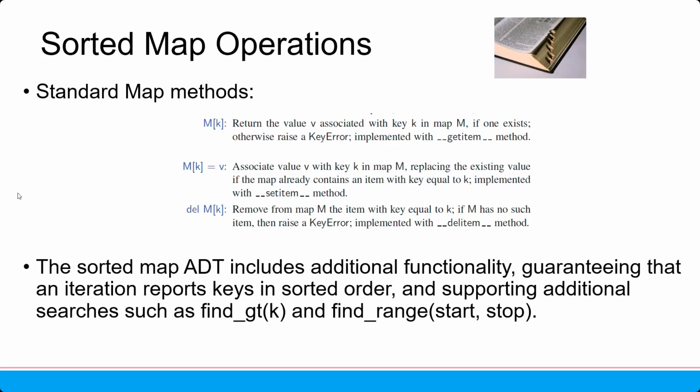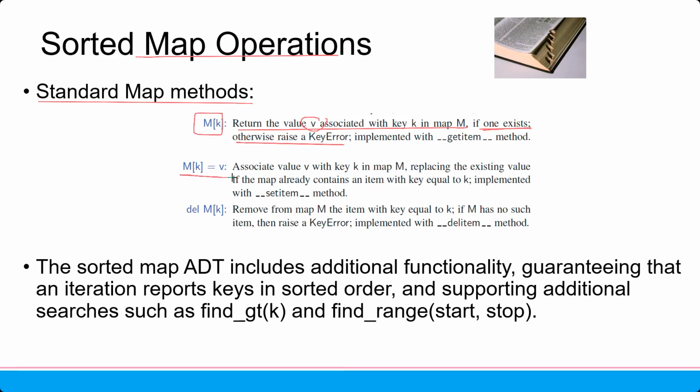So when you deal with the map, if you still remember, we have the standard map methods. M[k] means we will return the value v associated with key k in map M. So it will show the value if the k exists. If the k does not exist, then it will raise an error.